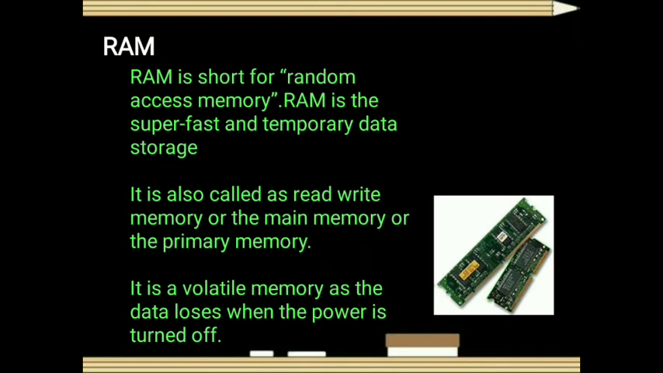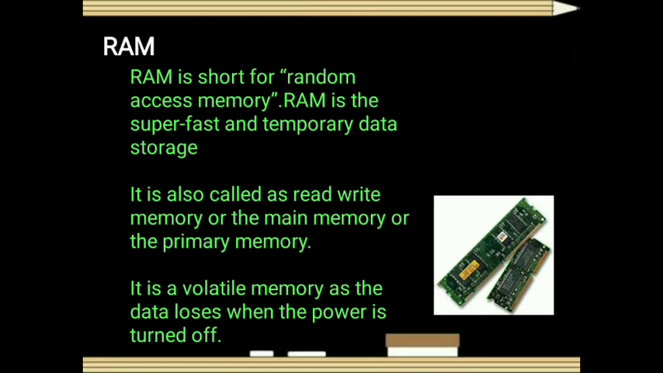What is RAM? The short form of RAM is random access memory. RAM is super fast and temporary data storage. It is also called read-write memory, main memory, or primary memory. So students, do you know what random access means? Random access means that the CPU can directly access any address location of RAM. That is why it is named random access memory.